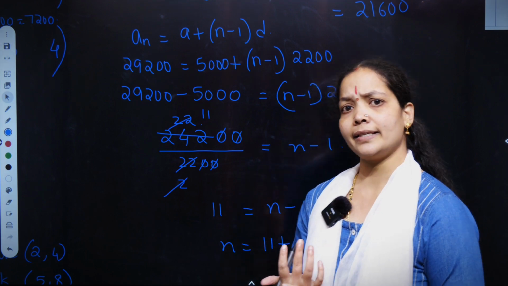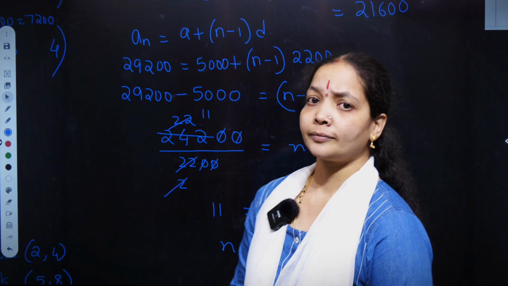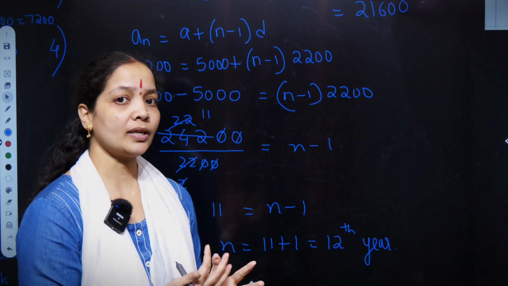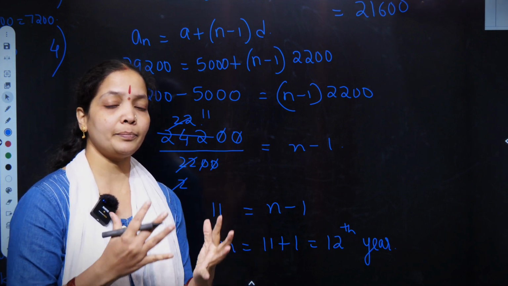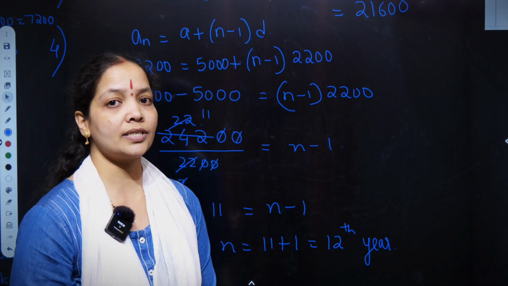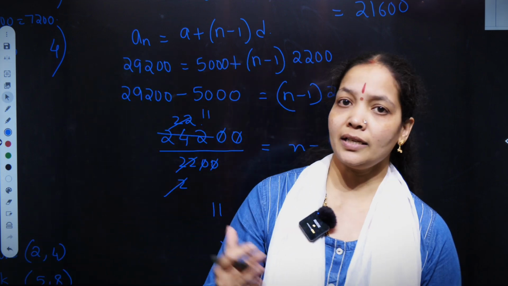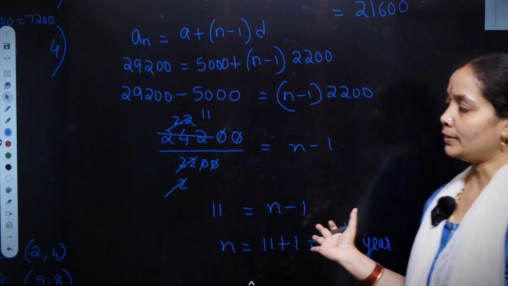So in this case study, based on AP, there is a TV production unit which was producing so many TVs per year over a certain duration, and the sub-questions were provided and we have solved it in a simple manner.